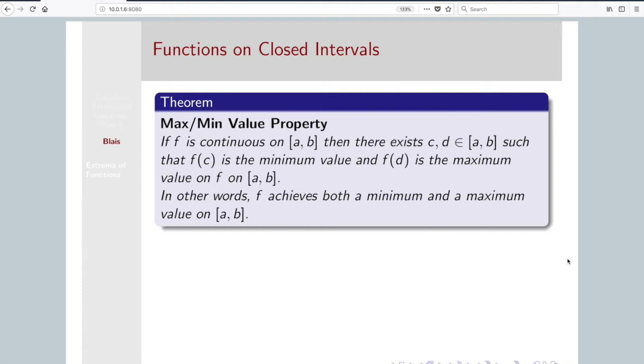And again, intuitively, this comes from the idea that when we draw the graph of our function on AB, we have to draw it without, once we put the pencil on the paper, we can't take it off. And that nature of this having no jumps, no holes, and no vertical asymptotes on AB forces the function to have both a minimum and a maximum value on this interval AB.